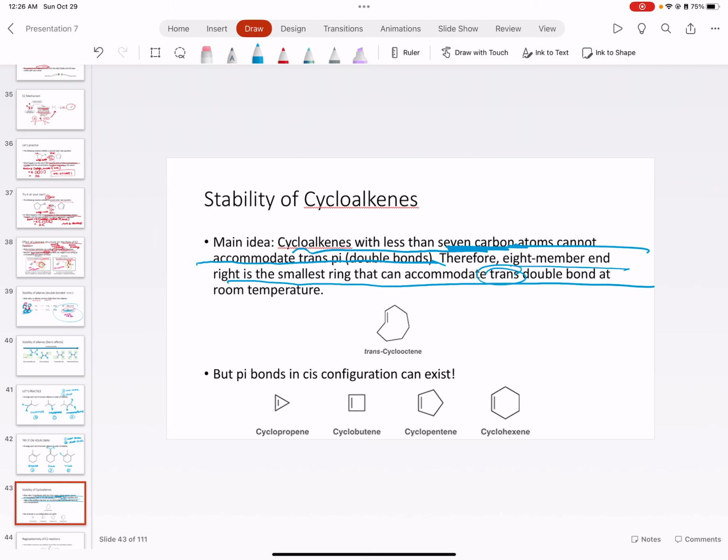So for you to be able to have a trans double bond, stable at room temperature, it needs to be an 8-member ring, or it needs to have 8 carbons in total. This one will be the most stable if you were to make a trans one. But also you have to take into account that cis is cis, but for trans to be stable at room temperature, it needs to have 8 carbons. Well, in this configuration, you can do cyclopropene, cyclobutene, cyclopentene, cyclohexene. You just have to take into account that these ones are cis, while the other one is trans.